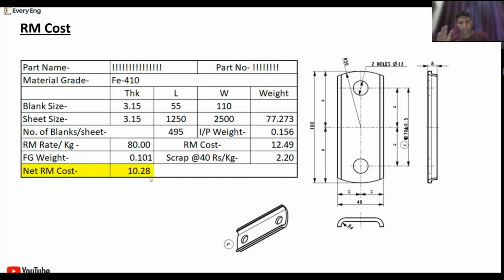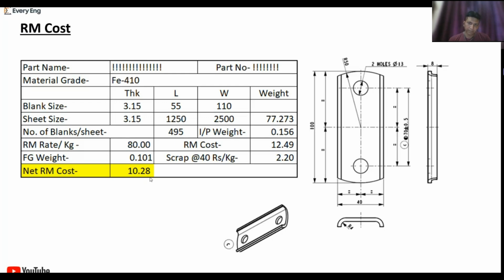This is the basic method to calculate the RM cost of every component. We consider plastic component, forging component, sheet metal component, any type of component. The basic thumb rule is that. We take the input weight of the component first, we calculate the input RM cost of the component, and we reduce the scrap cost of the component. Then we get the net RM cost of any component.